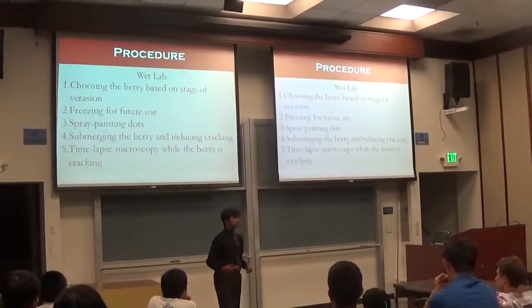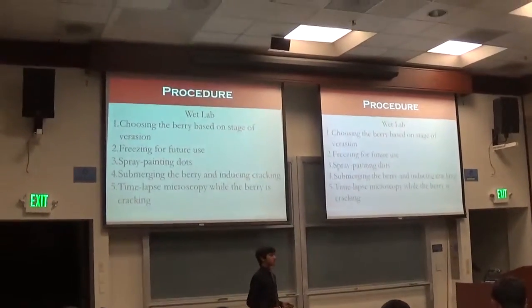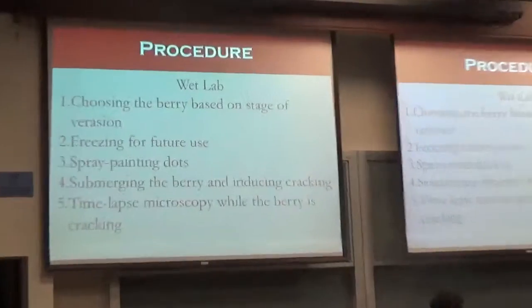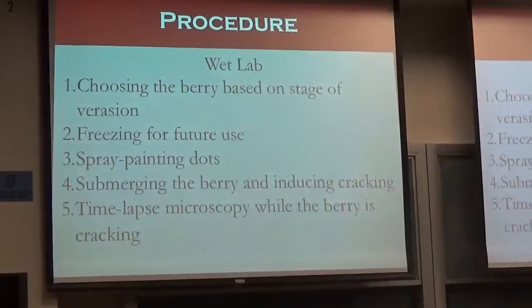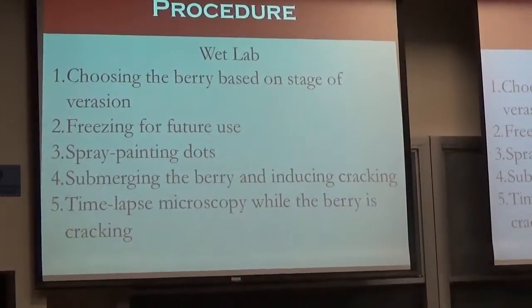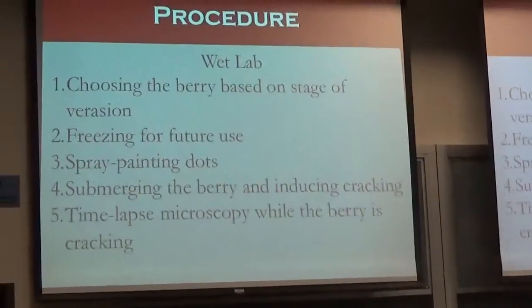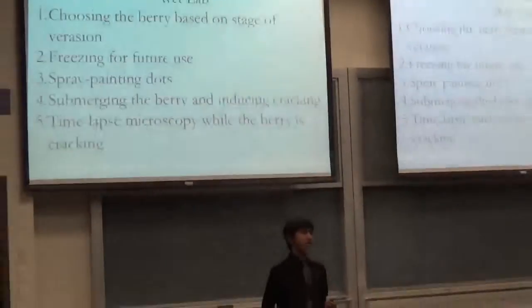And so what we do to simulate this, first we begin by choosing berries of different stages: pre, post, and during veraison. And I'll go into what veraison is after this. Next, we freeze it for future use, so that we can do it on different days, since it takes nearly 16 hours to induce cracking. We spray paint dots onto it so that we can track the surface and see how exactly it's moving along the way.